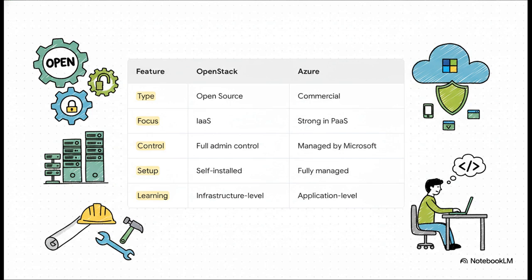OpenStack is open source, it's focused on IaaS, and it gives you absolute control over everything. But, and this is a big but, you have to install, configure, and maintain it all yourself, which requires some serious infrastructure knowledge. Azure, on the other hand, is a commercial, managed service with a strong focus on PaaS. Microsoft handles the infrastructure so you can focus on your app. The learning curve doesn't disappear, it just shifts from the infrastructure layer up to the application and platform services layer.